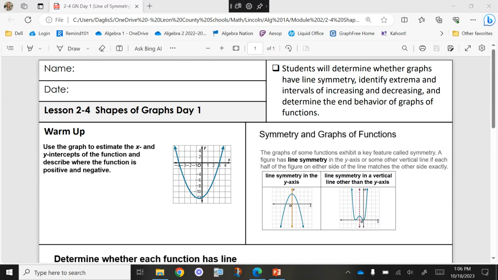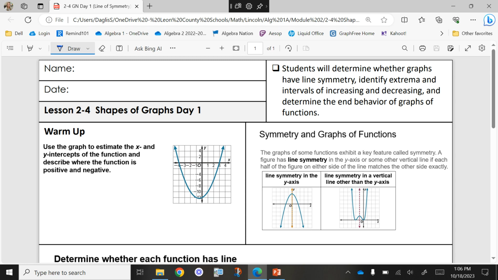Okay. So what we're getting into is shapes of graphs. Today is the first day of it, and we're going to focus on the symmetry of our graphs. Symmetry, mirror image. Where does it reflect? And it's the same on both sides.